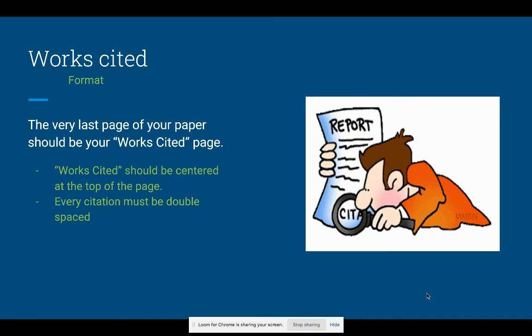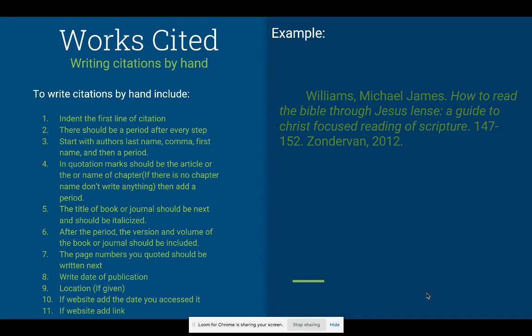Works cited format. The very last page of your paper should be the works cited page. Works cited should be centered at the top of the page. Every citation must be double-spaced. Writing citations by hand, if needed: indent the first line of the citation. There should be a period after every step. Start with the author's last name, comma, first name, and then a period. The article or the name of the chapter goes in quotation marks. If there is no chapter name, don't write anything, then add a period.